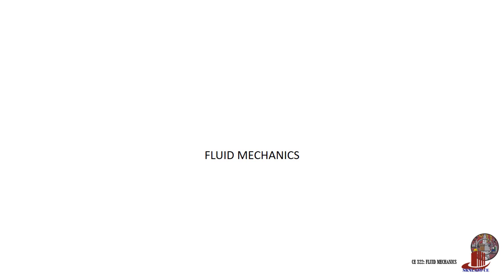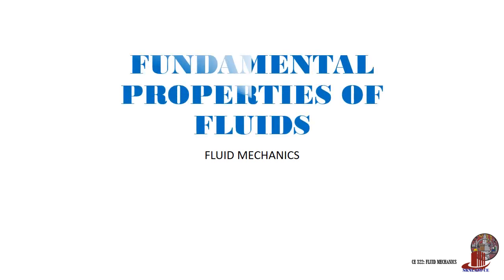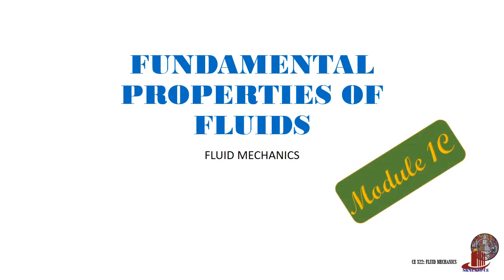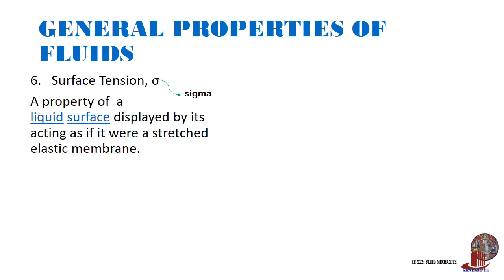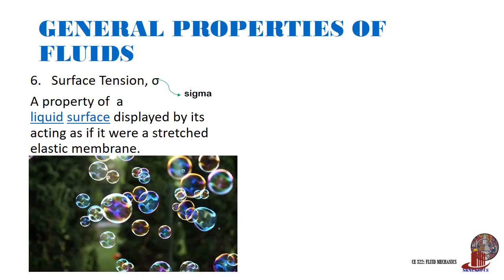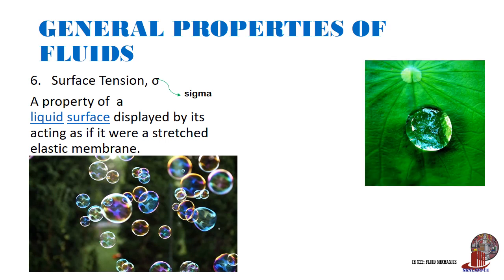Welcome back to the course Fluid Mechanics. Let us discuss the last segment of fundamental properties of fluids. The next property is surface tension with the symbol sigma. As defined, this is a property of a liquid surface displayed by its acting like a stretched elastic membrane. For gases, this is the property behind bubbles and the definite droplets with fluids.